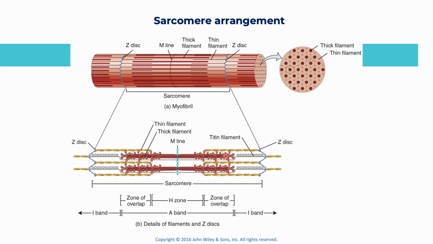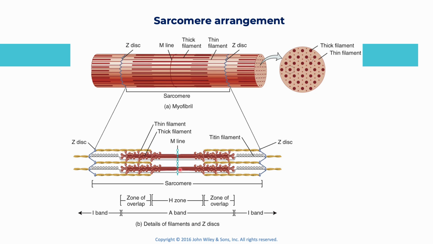So looking over here, again, what are we looking at? This is a muscle fiber, and now we're taking a small section. So we're going from one Z disc to another Z disc. This region from Z disc to Z disc is referred to as a sarcomere. When we zoom in on this sarcomere, we see that it's made up of thin as well as thick filaments.